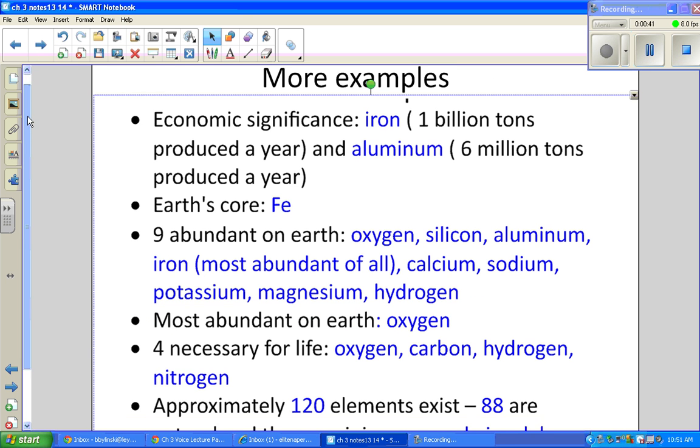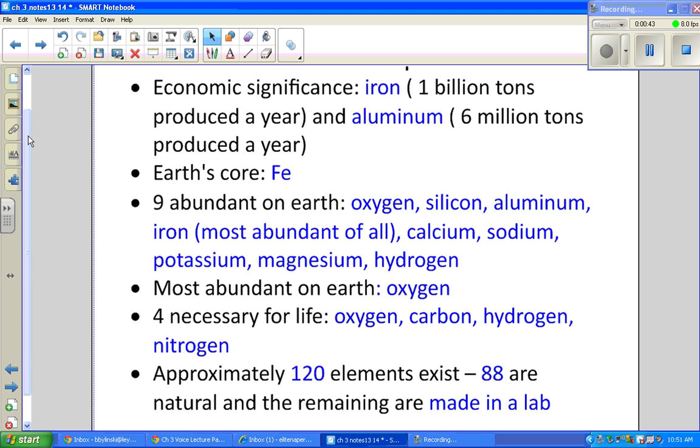Okay, other examples. We have iron and aluminum, which, as you can see, billions of these products are produced yearly, so there's great economic significance. It's a lot of building materials, so generating a lot of money. In the Earth's core, we have iron. Fe is the symbol for iron.